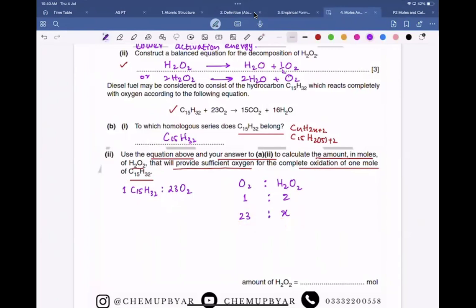So here, this is a little difficult question compared to the rest because here you have to make the ratio from the two equations. Most of the time the examiner asks you a question in which only one equation is used, so the ratio can be made easily, but this one is a little tricky. So if I calculate the value of X, it's 46. Very good. So we are getting 46 moles. So the moles of H2O2 are 46. Is this clear? Yes, sir.